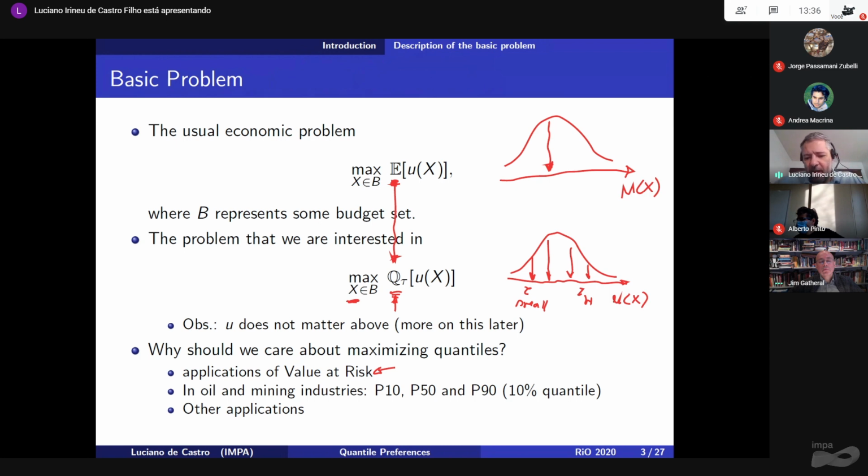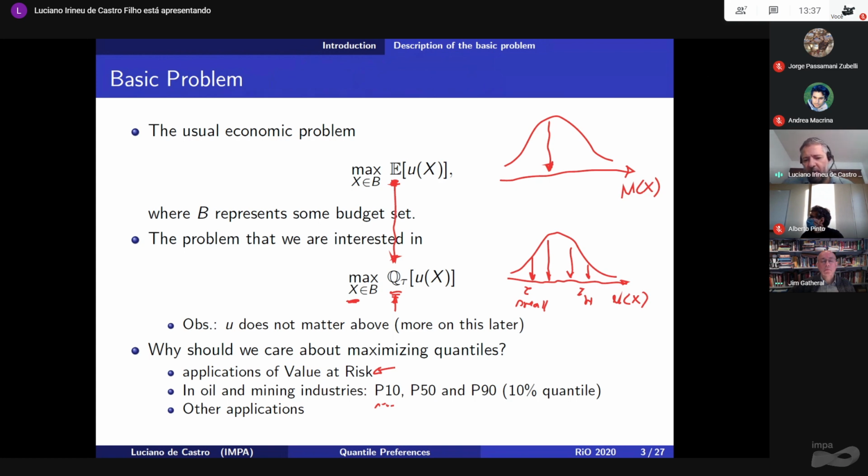I have another inspiring application here that comes from the mining and oil industries, which is when they look at the proportion of how much oil they expect to get in a well. They look at these numbers, which are just the quantiles, right? This is the 10% quantile, 50%, 90%, and actually the reverse.